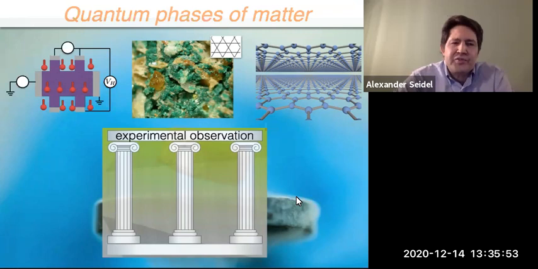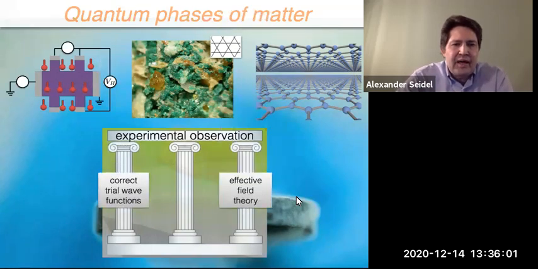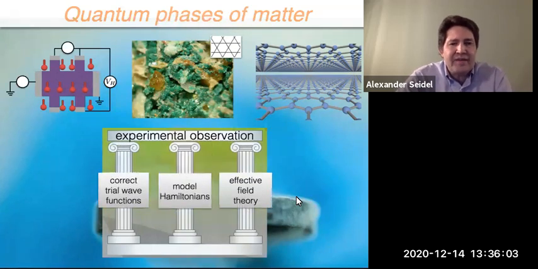But for the purposes of this talk, I would argue that a good way to go about this is to build it on 3 pillars: to come up with a correct many-body trial wave function, a microscopic wave function that captures the correct physics; a model Hamiltonian that's not crazy and that somehow stabilizes this wave function; and an effective field theory associated to that.